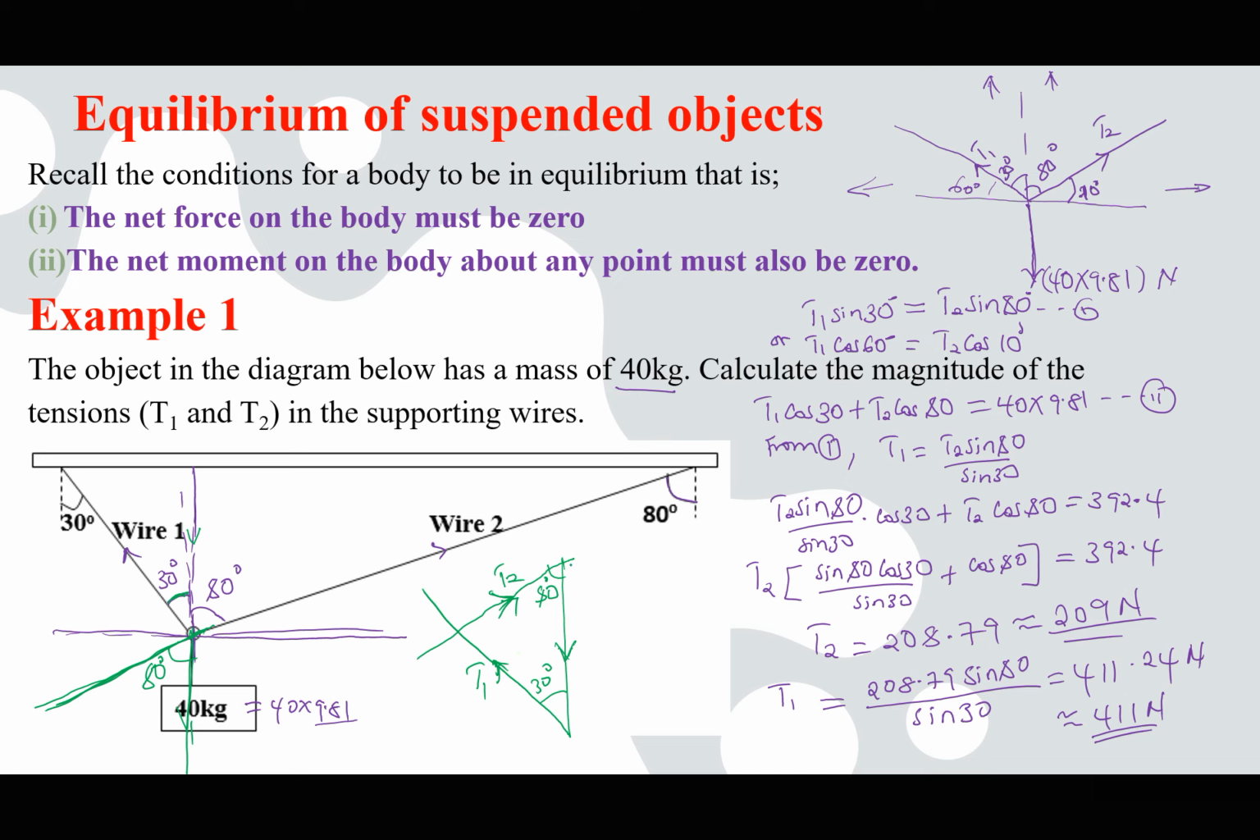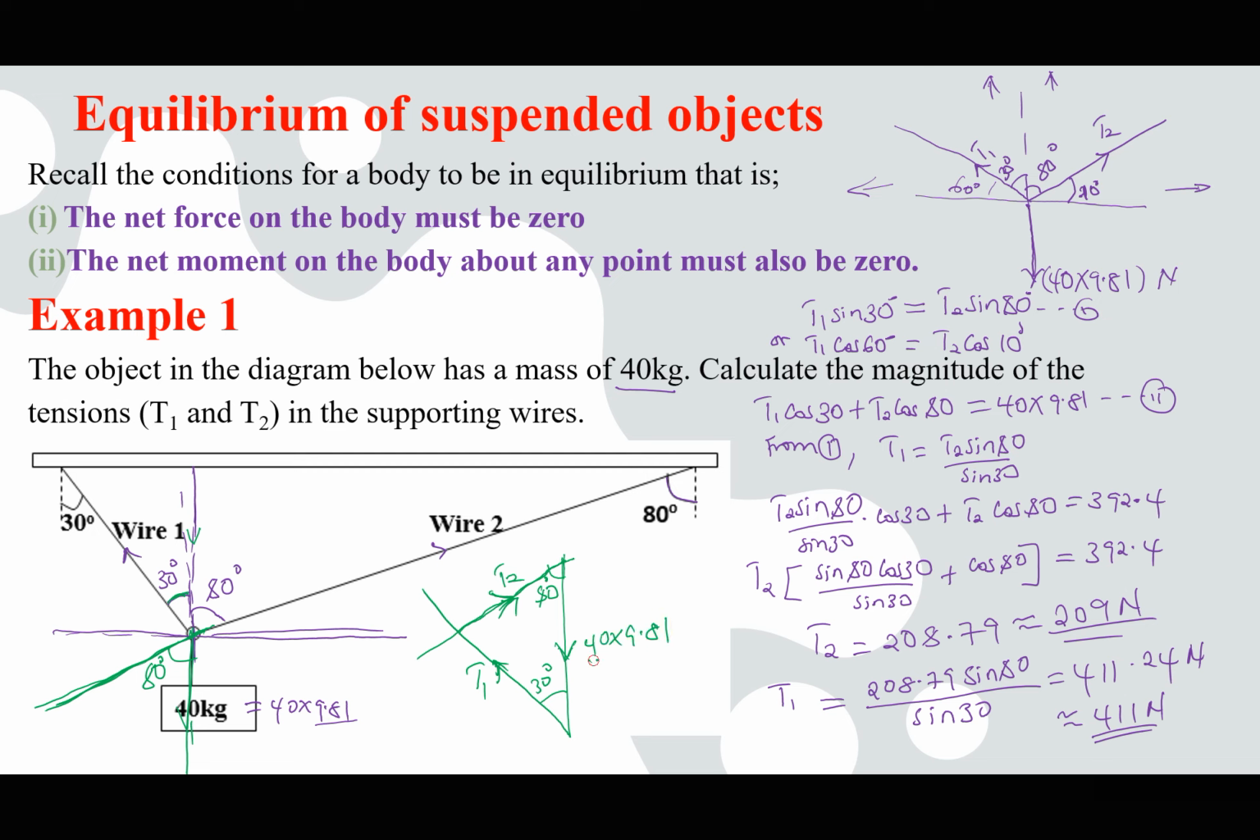So this is what we call a vector triangle. And in one of the lessons, we said if three vectors are joined head to tail and they form a closed triangle, this implies that the body is in equilibrium.